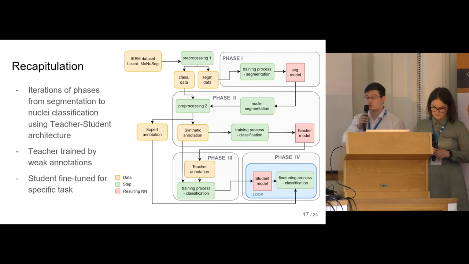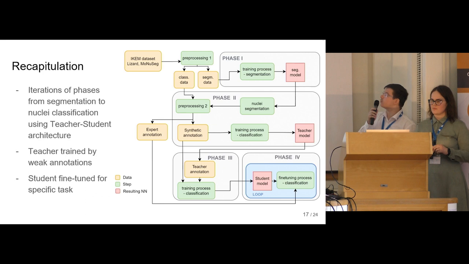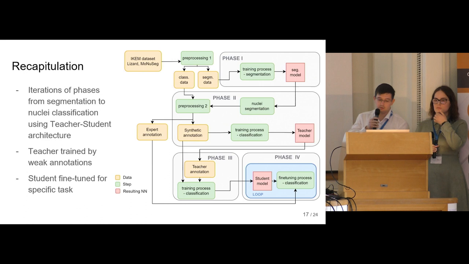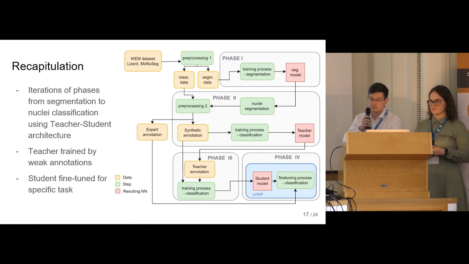The output of the proposed approach is a model for nuclei segmentation, a teacher model for cell classification, and a specifically trained student for nuclei classification using the ACM dataset. In the training process, the demands on doctors are significantly reduced by using weakly annotated data from the QPAT, but also by the fact that we don't need to set parameters such as QPAT does. And here are our results.